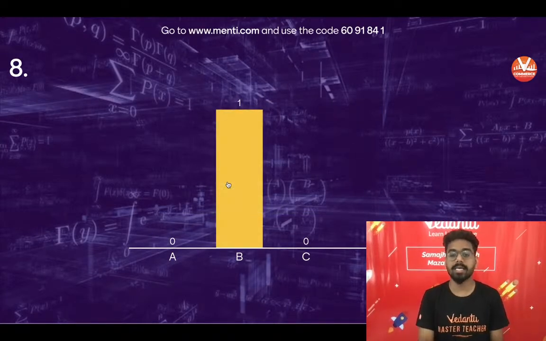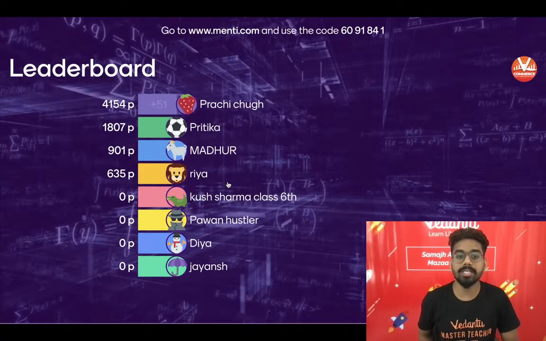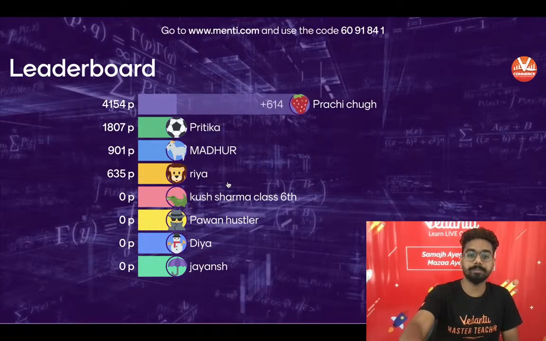Let's check who has given the right answer. Okay, one person, Pritika, has given the right answer. Not Pritika, it's Prachi who has given the right one.